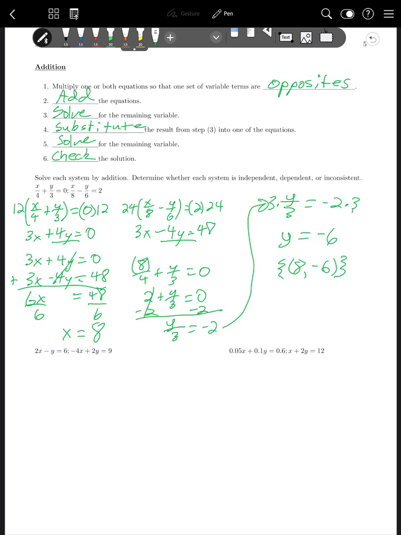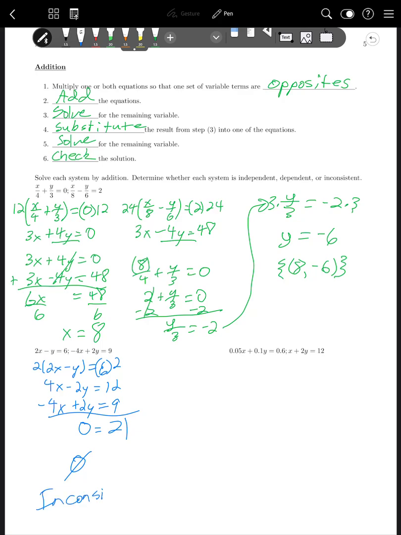Okay. So in this second equation, to make one of the variables opposite, you can multiply the first equation by 2, right? Because that's actually going to make both of these opposites. So if I take 2 times 2x minus y equals 6 times 2, that gives me 4x minus 2y equals 12. And then I can add that to the other one. So negative 4x plus 2y equals 9. Add those together, and you're going to get 0 equals 21, which isn't possible, so there are no solutions for this, and this one is inconsistent.